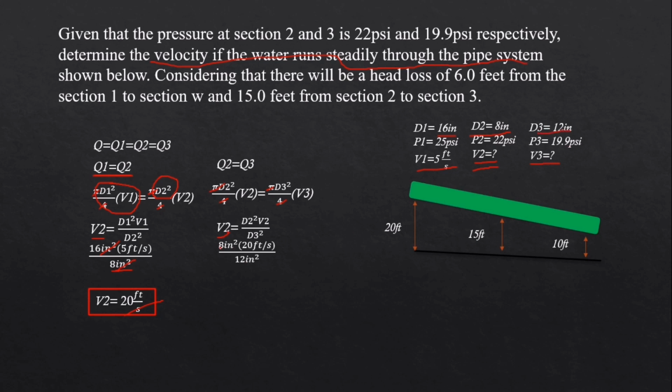So we could cancel this out so that our unit here is feet per second. So 8 squared times 20 over 12 squared is 8.89 feet per second, and that is our velocity in section 3. This is V3. So our velocity in section 2 and 3 would be 20 feet per second and 8.89 feet per second.